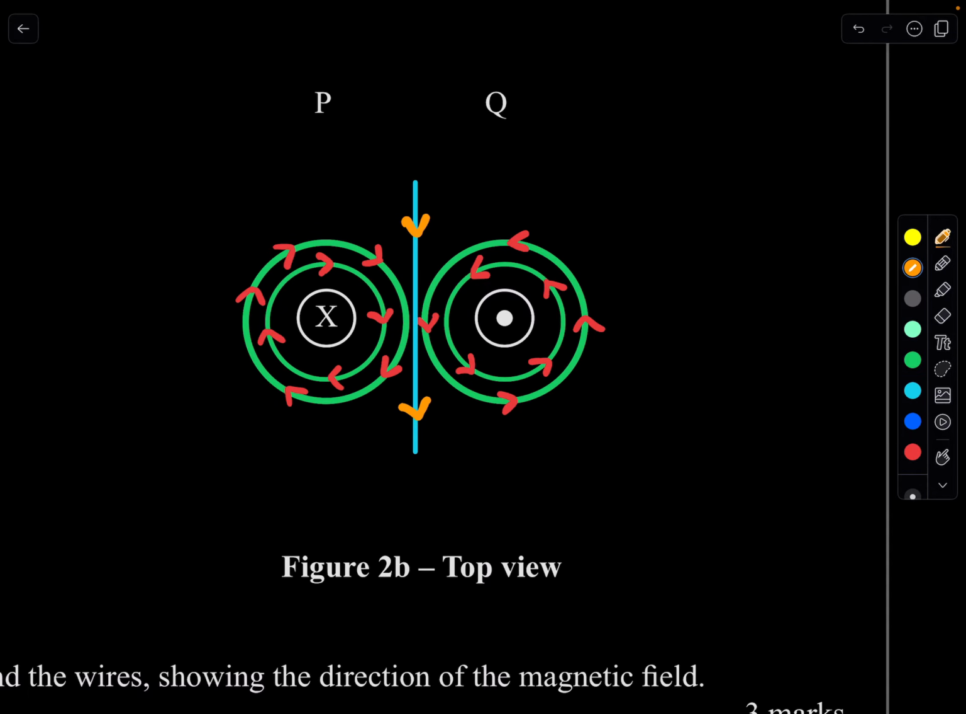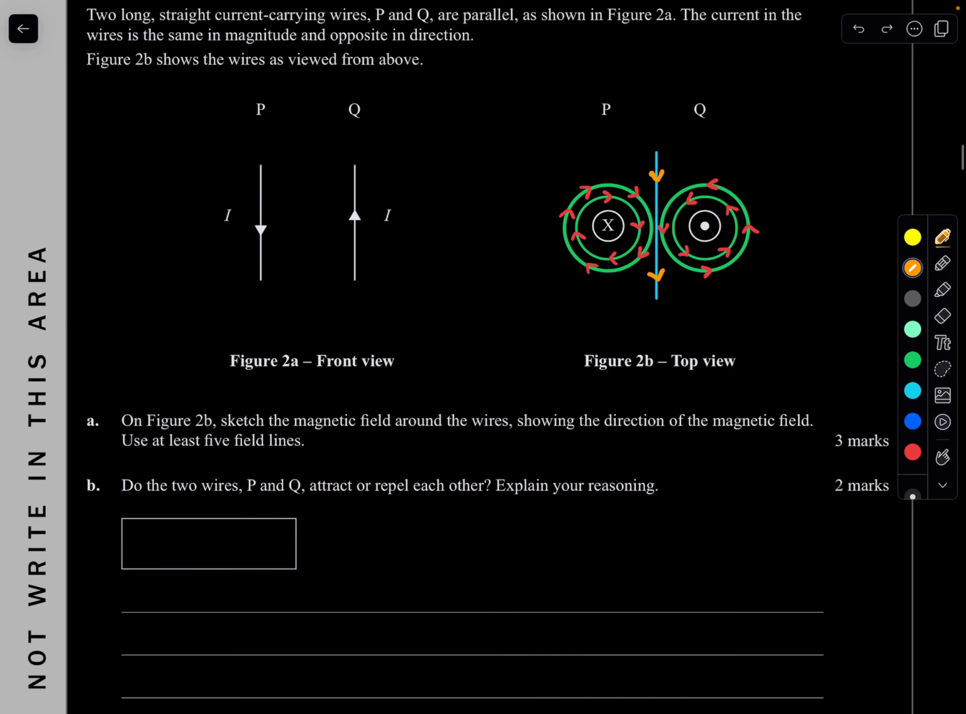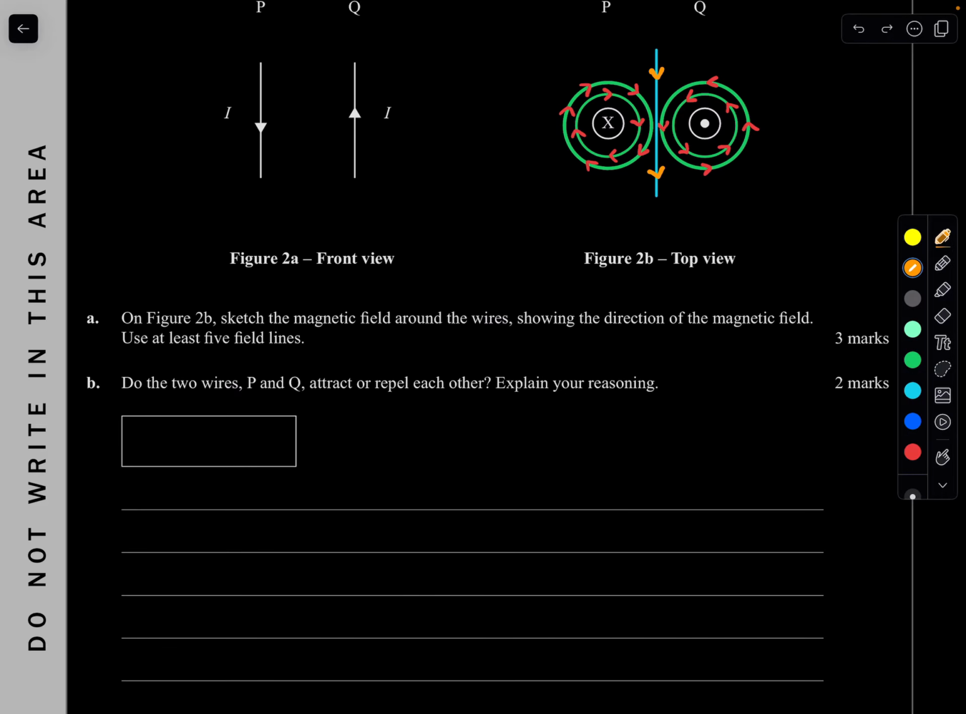I mean, you don't need to draw that. I think that's 3 field lines to be honest. You need 5 field lines, but you can draw more circles. You don't need to do that straight line. But yeah, I think that's nice. Do the 2 wires P and Q attract or repel each other?